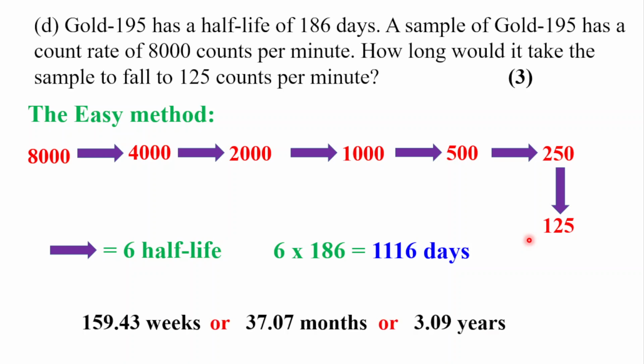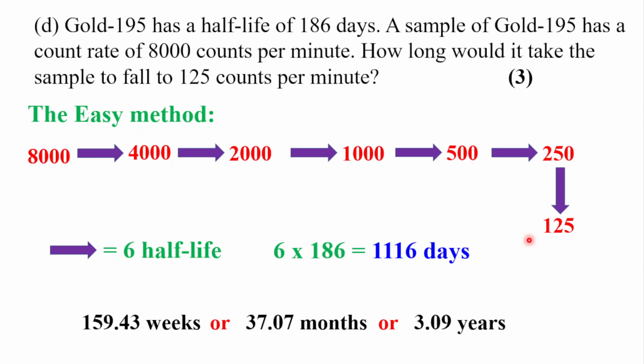And if you have time to spare and want to go ahead and write the number of weeks, the number of months, the number of years, it doesn't matter. Because it is 159.43 weeks, 37.07 months, or 3.09 years. All right? So that's the short, easy method.